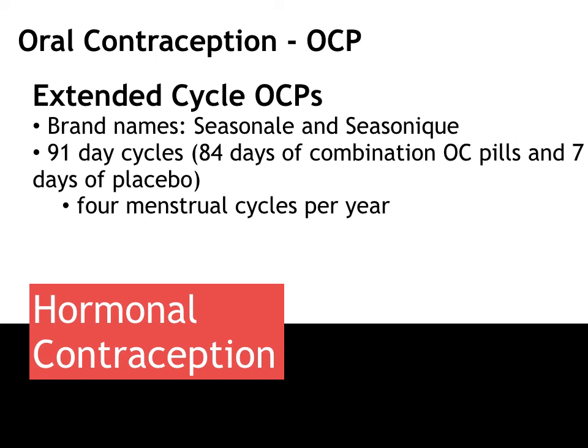Other types of OCPs are extended cycle OCPs. So Seasonale or Seasonique are two of the brand names of this. With this, you end up having 4 menstrual cycles per year and 91-day cycles. So you're having 84 days of the combination birth control pills and 7 days of placebo.